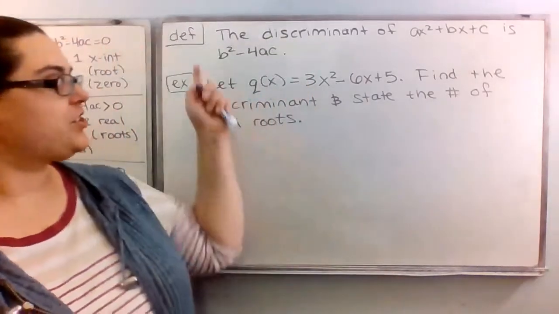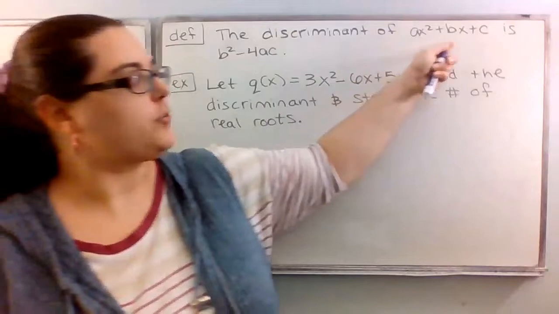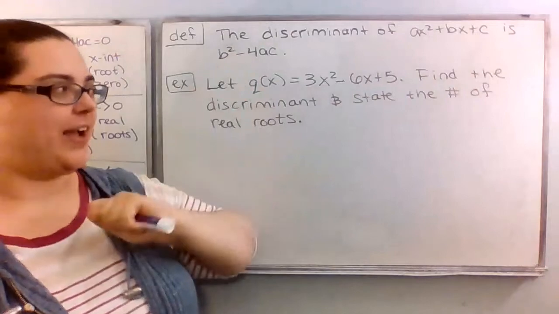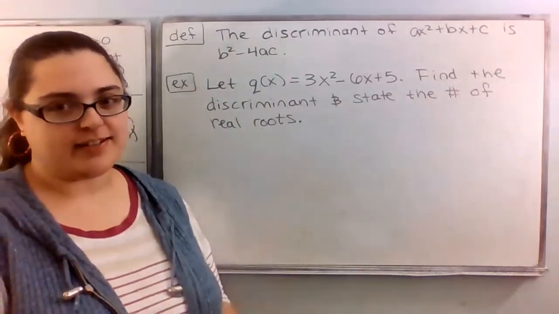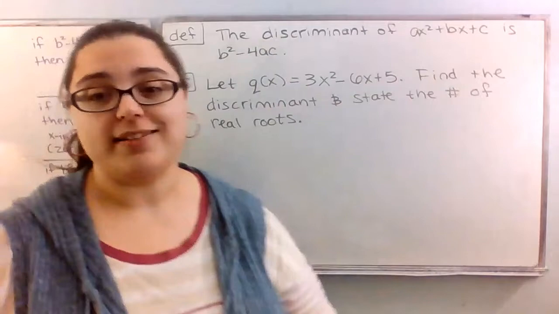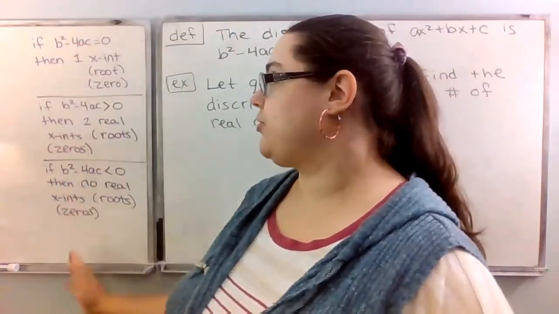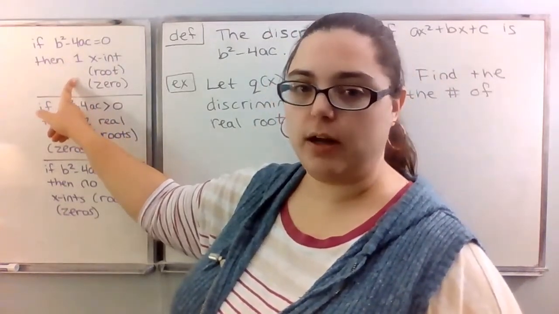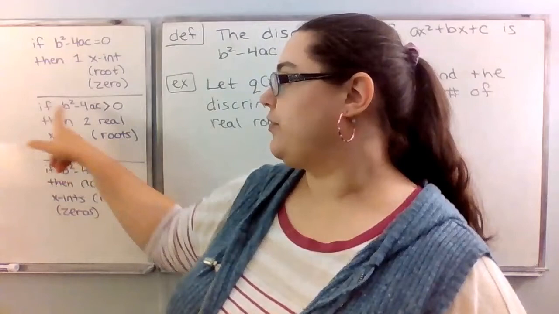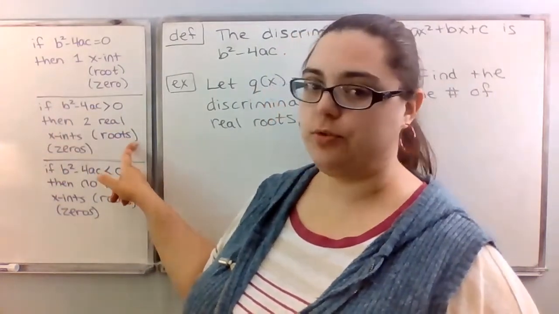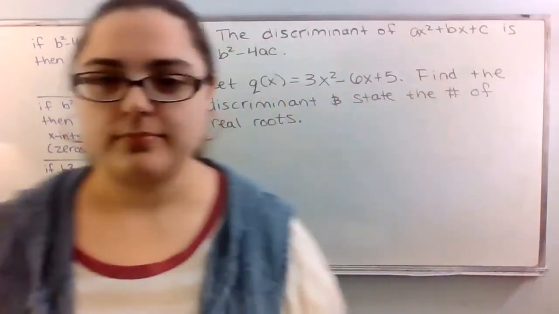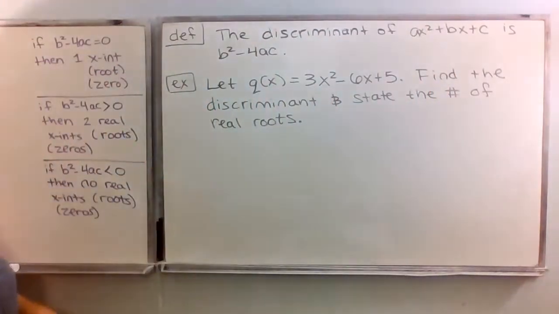For this definition, we have the discriminant of ax squared plus bx plus c is that expression b squared minus 4ac. So if you want to pause the video here and write down that definition, you can. You also want to have this information written down so that if the discriminant is 0, then you have one real root, so you have one x-intercept. If the discriminant is positive, then you have two x-intercepts. And if the discriminant is negative, then you have no real roots. So I'm going to step totally out of the way in case you want to pause and copy any of this down.